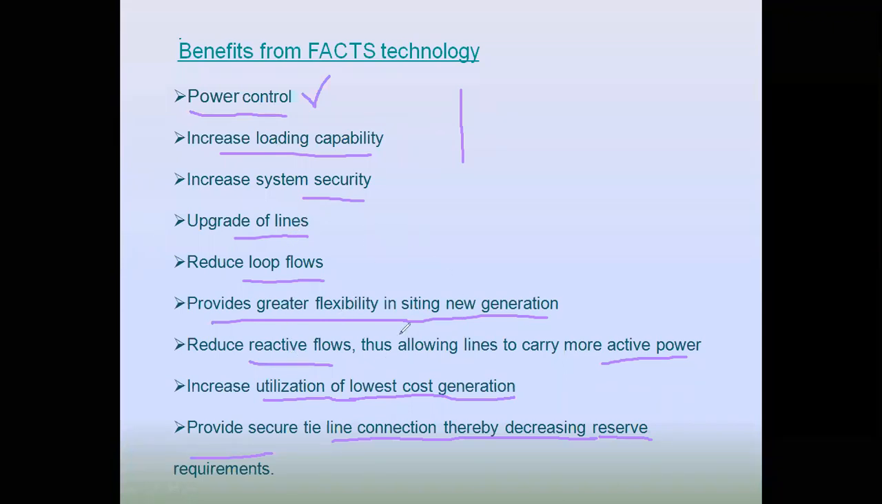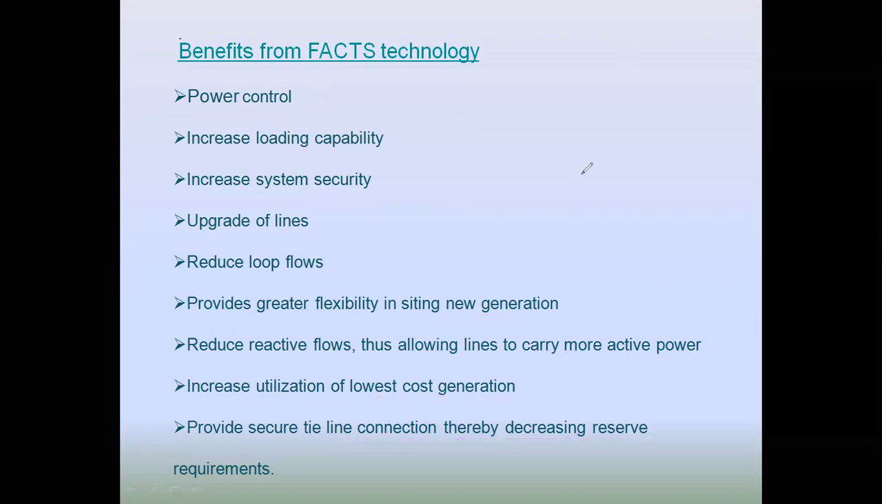I forgot stability. Stability is also improved. In particular, the transient stability limit is increased by using FACTS controllers. Transient stability limit is very important as far as FACTS controllers are concerned. We actually use them for control of power, but parallelly they improve stability. So these are the possible benefits of FACTS technology. In later sections we will discuss these advantages one by one.